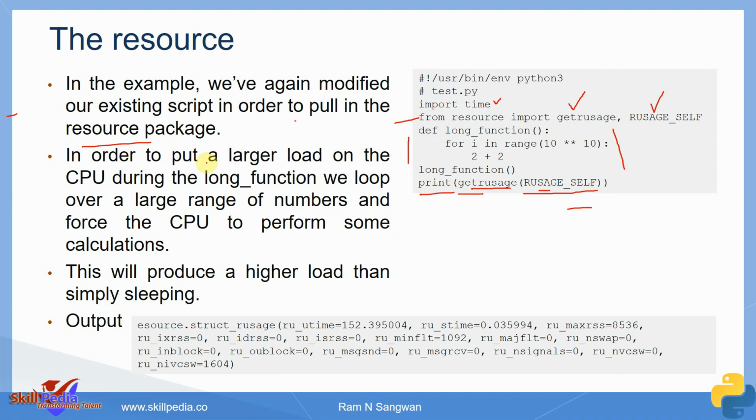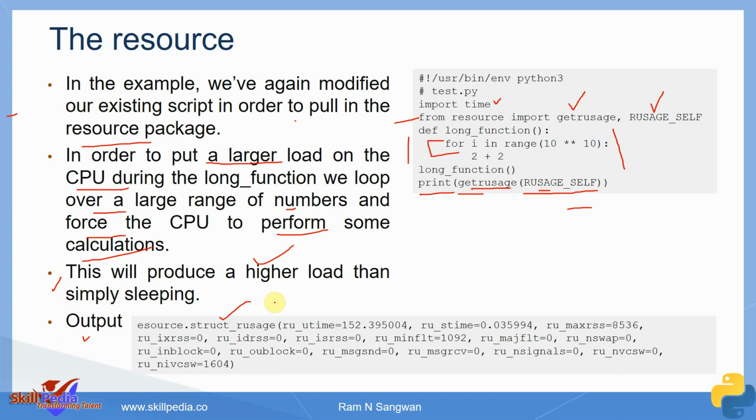In order to put a larger load on the CPU during a long function, we loop over a large range of numbers and force the CPU to perform some calculations. Here, we are just doing some calculations. This will produce a higher load than simply sleeping. And when you run this program, you will get this kind of output.